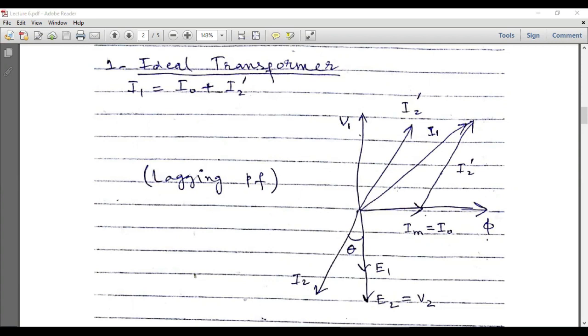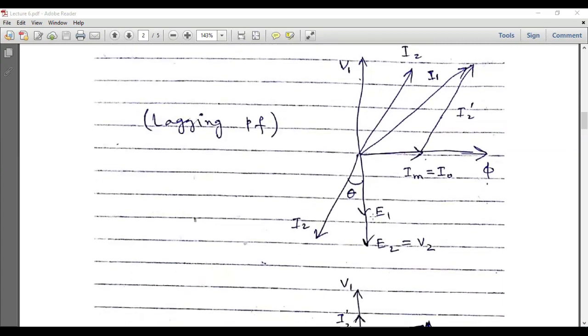So in order to add this no load current I naught with this I2 dash, we have to apply the head to tail rule. So this is I naught, this is I2 dash. We can place this vector I2 dash over the head of this Im vector, and I1 will be equal to the vector sum of this Im and I2 dash, where Im and I naught are equal for an ideal transformer. So this is the phasor diagram of an ideal transformer for a lagging power factor load.